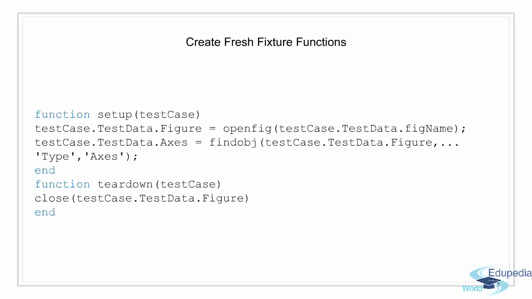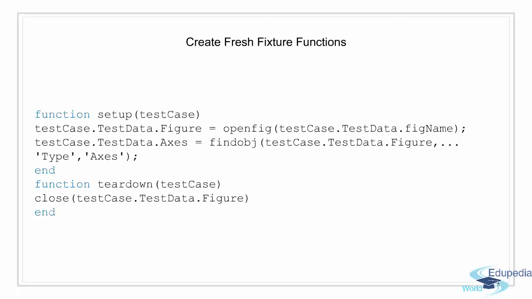After testing the framework, it closes the figure. You must name fresh fixture functions setup and teardown respectively. Similar to the file fixture functions, these functions take a single input argument, that is the test case. In this example, these functions create a new field in the test data structure that includes handles to the figures and to the axis. This allows information to pass between setup, test, and teardown functions.